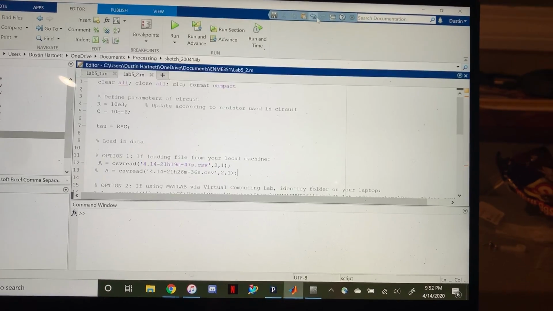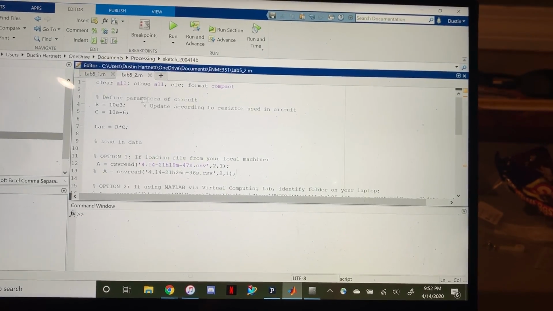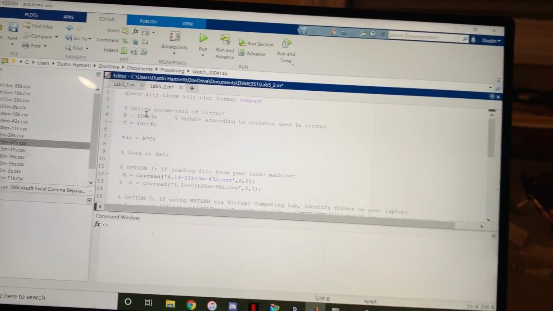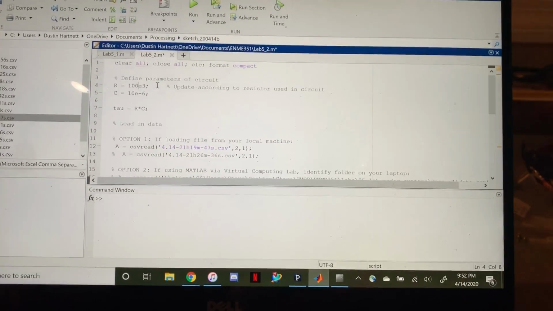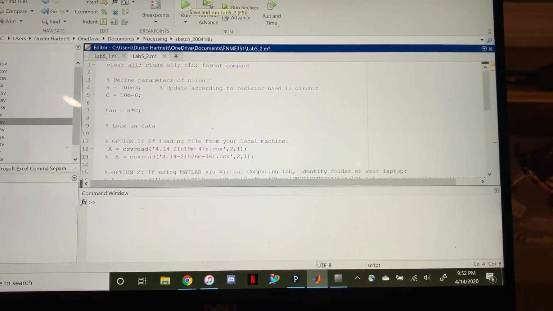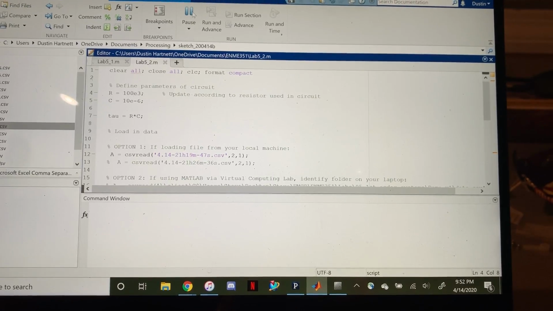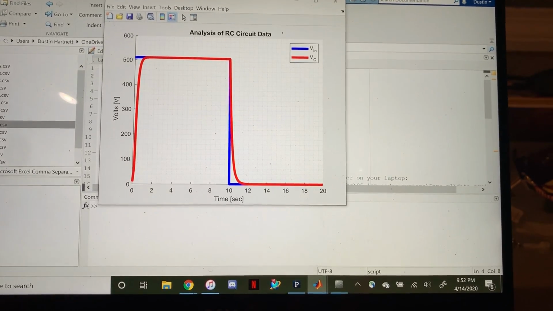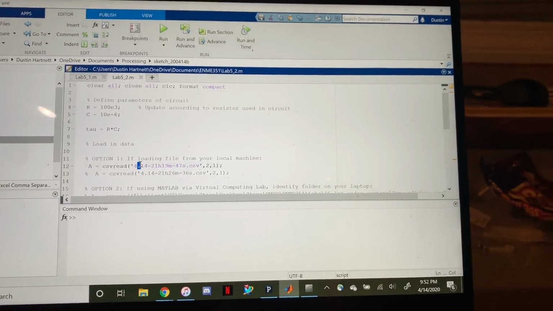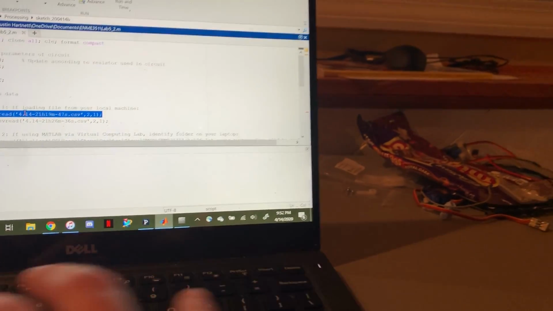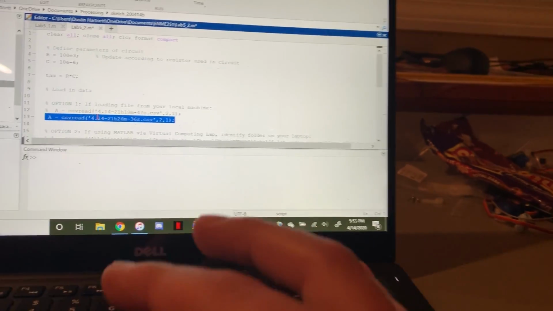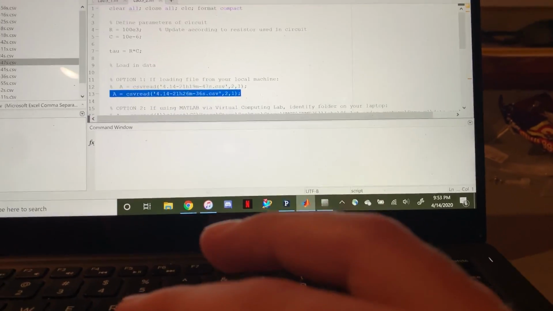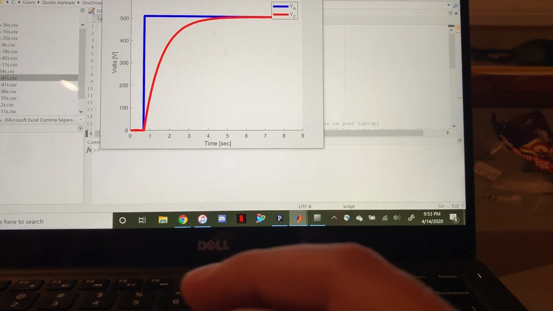Now, if we switch this to 100 kilo ohms to see what happens there. Oh, yep, okay. We will run it again. Oh, I'm sorry. I need to comment out this data and uncomment this for the right data setup. And here we go.